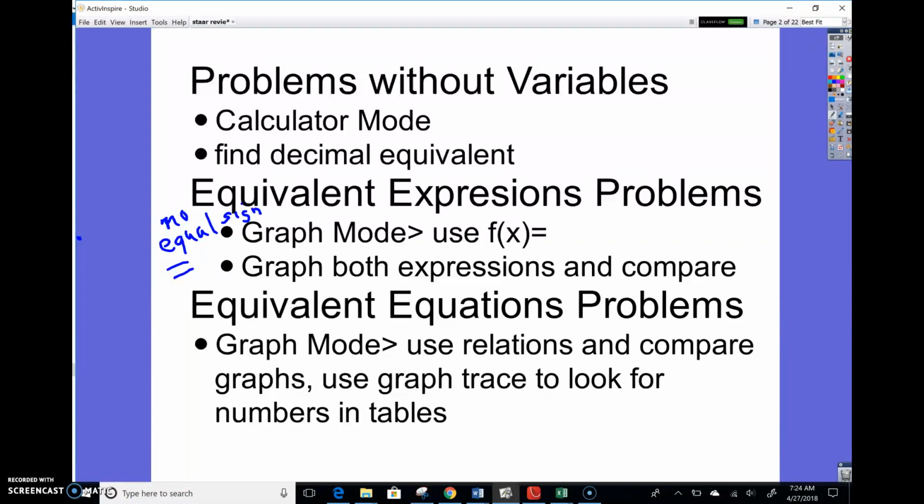The last one is the equivalent equation problems. Here you can go to graph mode, use relations and compare the graph. Usually it will have an x and a y, or an f of x and a y. I mean f of x and an x. You use graph trace to look for numbers on the table.